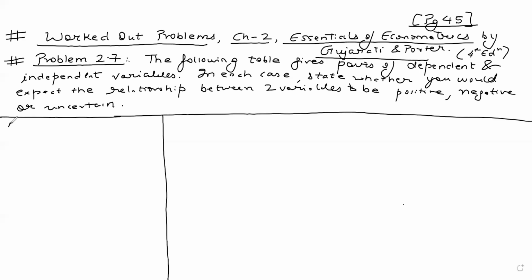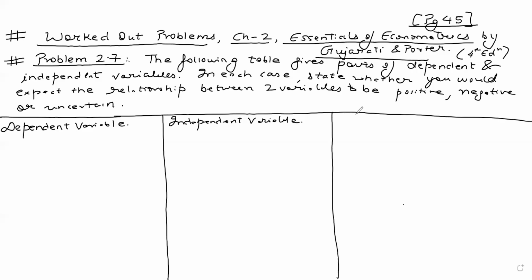So we are given the dependent variable here. We are given the independent variable here. And the relationship between the two, I am going to write here. So what relationship we would expect? Should it be positive, negative, or uncertain? Is something which I will be writing here. So dependent variable we always denote by y, independent variable by x, relationship between y and x.